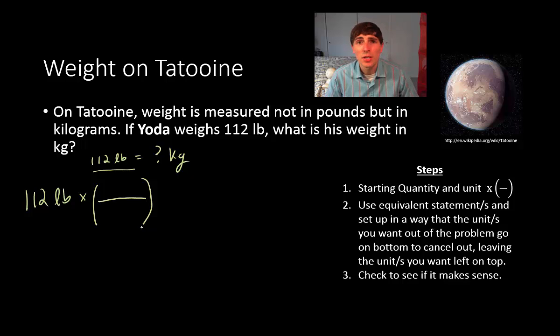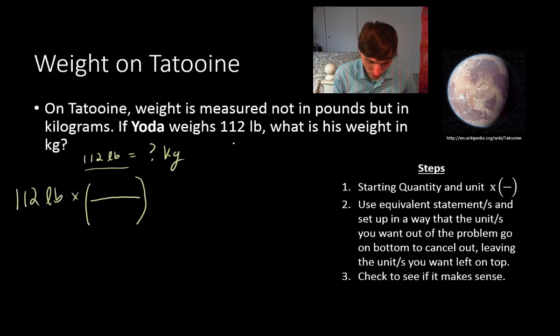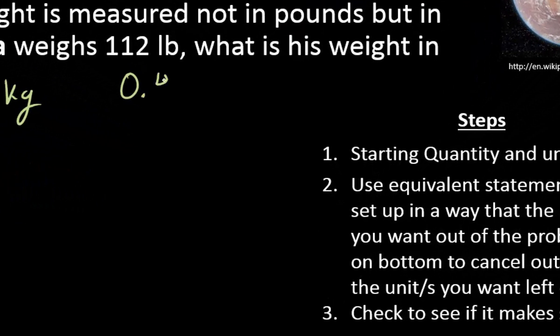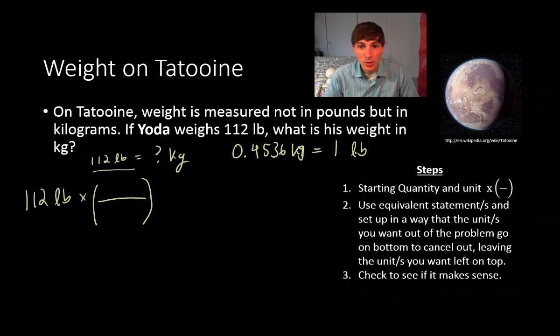What I'm going to need to do is go to a conversion factor chart and find a relationship between kilograms and pounds. So what I would do right now is pause this video, pull out that sheet, and try to find one. As you're looking through that sheet, you're going to find a conversion factor that says 0.4536 kilograms is equal to 1 pound. This is an equivalent statement from that conversion sheet, and we're going to use that.